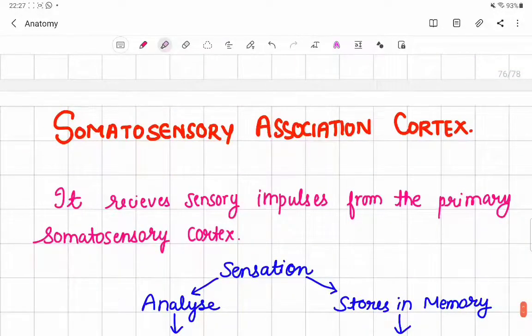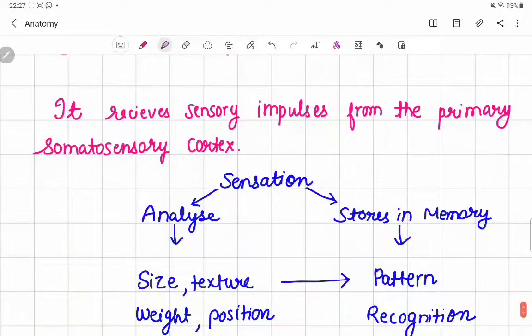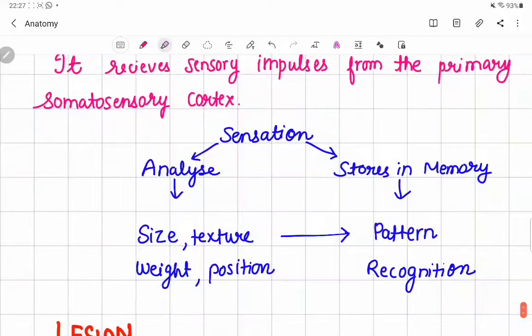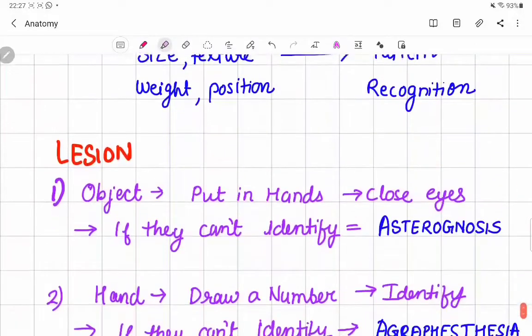Now let us talk about the second area called the somatosensory association cortex. It receives sensory impulses from the primary somatosensory cortex, and it first analyzes the sensations. It analyzes the size, texture, weight, and position of the object. For example, if a person has closed his eyes and is given an object in his hand and is trying to identify it, he will first analyze the size, texture, weight, and position through the somatic senses, store it in memory, and identify the pattern, which ultimately leads to recognition.